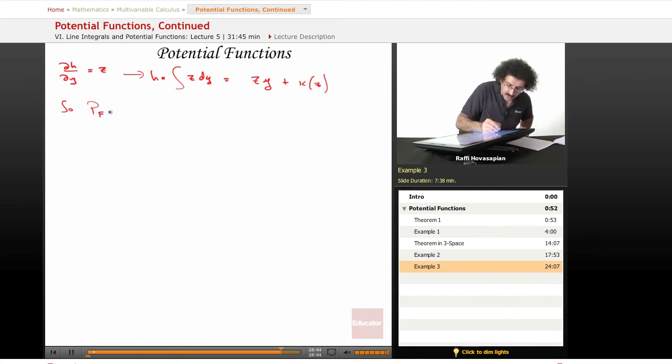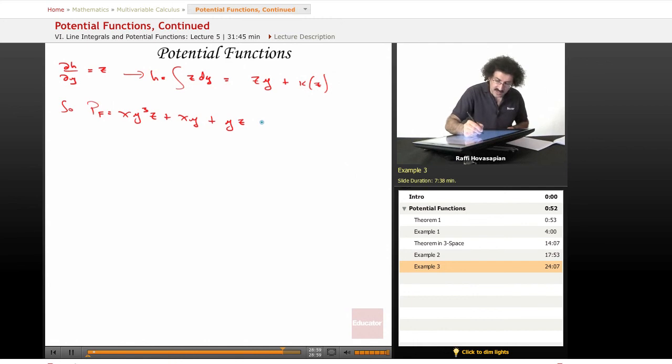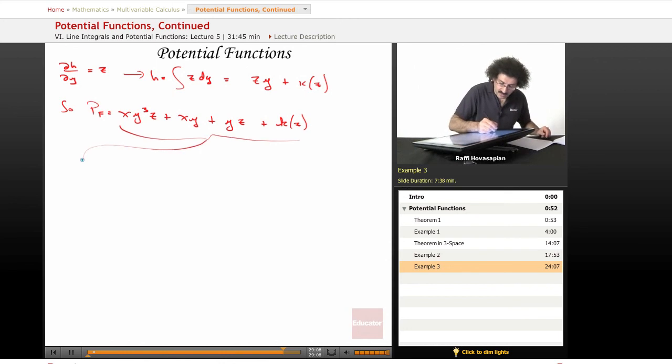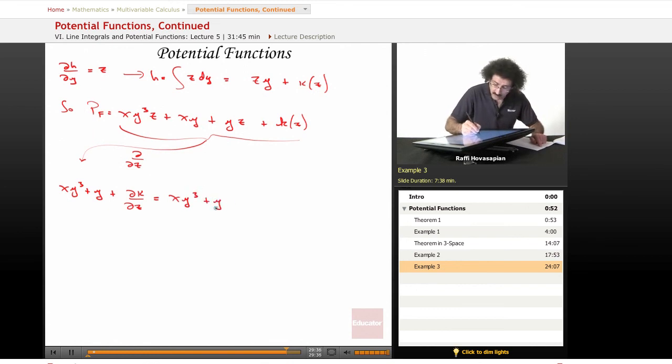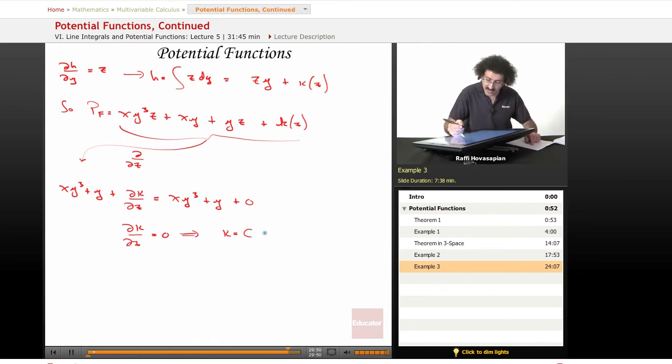So now our potential function is equal to x y cubed z plus xy plus yz plus kz. So now I'm going to take the derivative with respect to z of this, and I get x y cubed plus y, because this is 0, plus dk dz, and that's going to equal our third coordinate function, which is x y cubed plus y plus 0. Therefore, dk dz equals 0, which implies that k equals some constant, which we can always take to be 0.